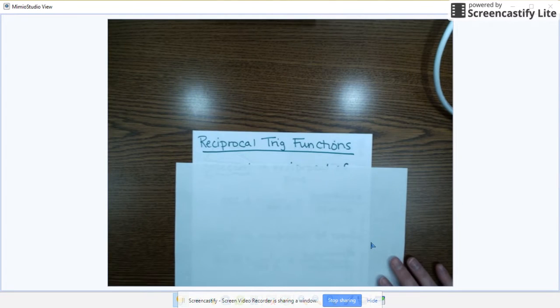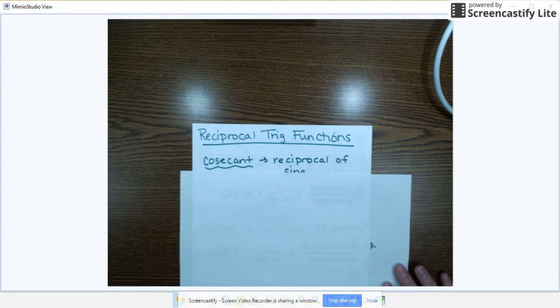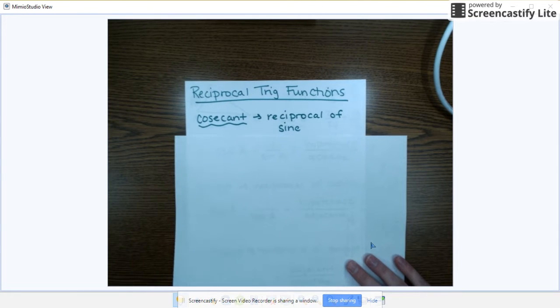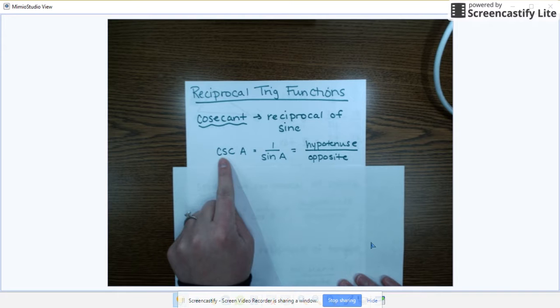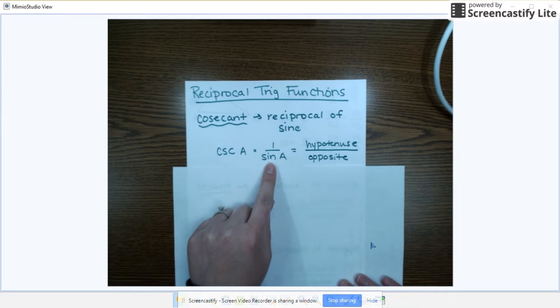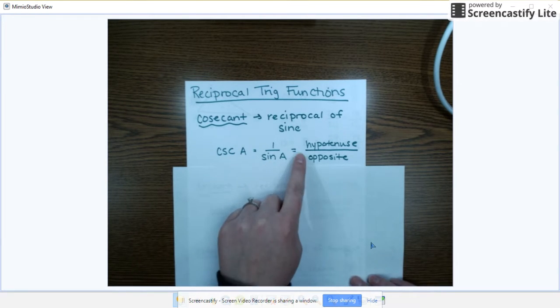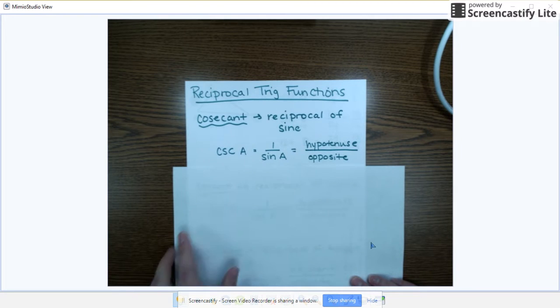Here we're going to look at the reciprocal trig functions. So we have the cosecant, and cosecant is the reciprocal of sine. We abbreviate cosecant CSC. That's 1 over sine, which means now our fraction flips. So now it's hypotenuse over opposite.